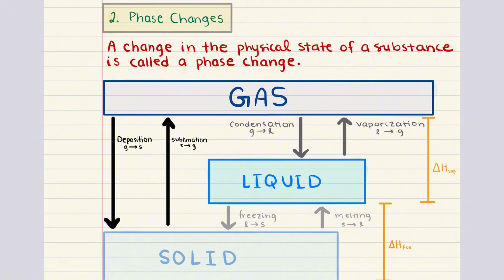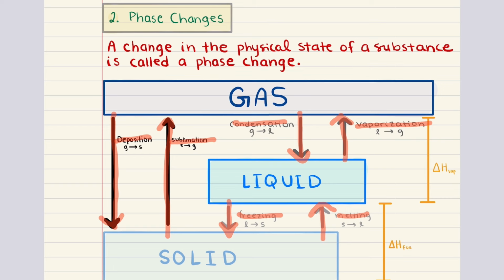Now, there are 6 primary types of phase changes that we want to cover, and we're going to start off with melting. Melting is the transition from solid to liquid. Freezing is the transition from liquid to solid. Vaporization is the transition from liquid to gas. Condensation is the transition from gas to liquid. Sublimation is the direct transition from solid to gas without passing through the liquid phase, and deposition is the direct transition from gas to solid, again, bypassing the liquid phase.